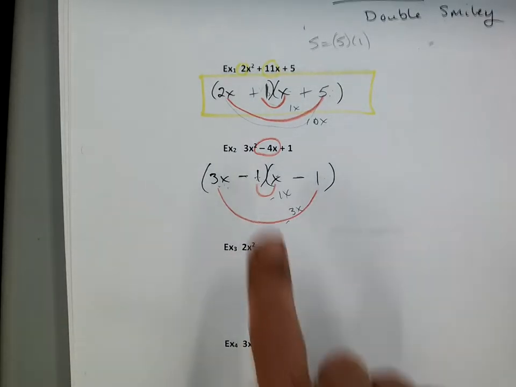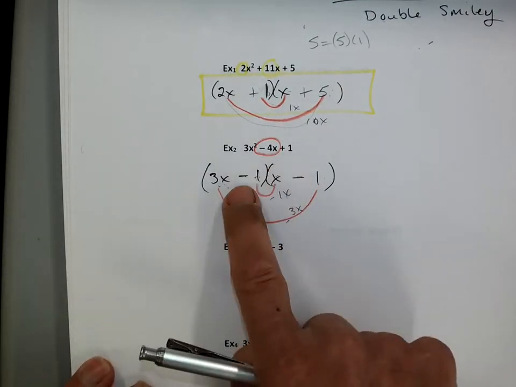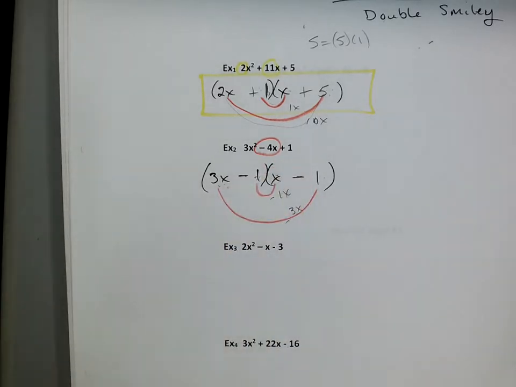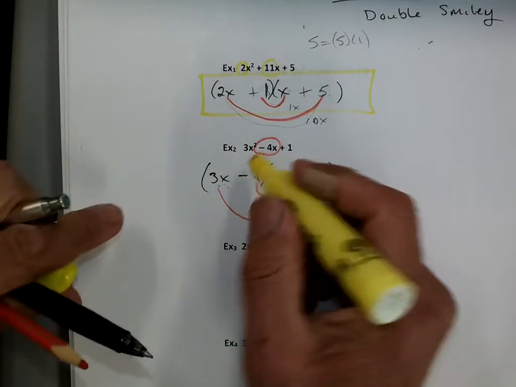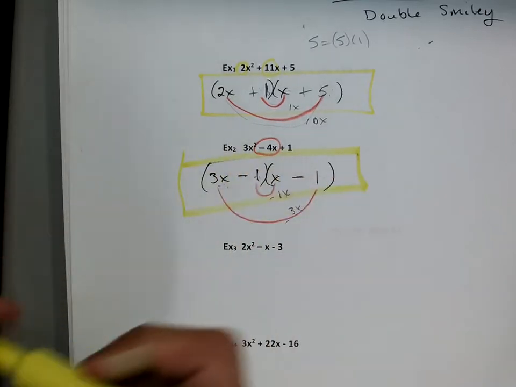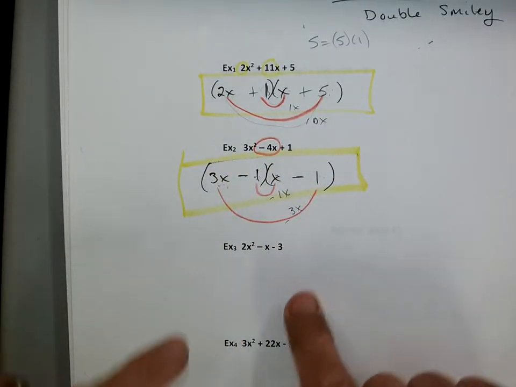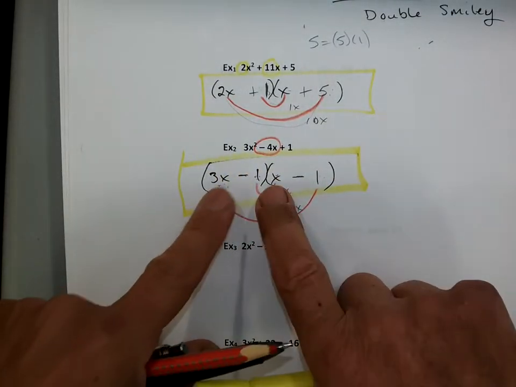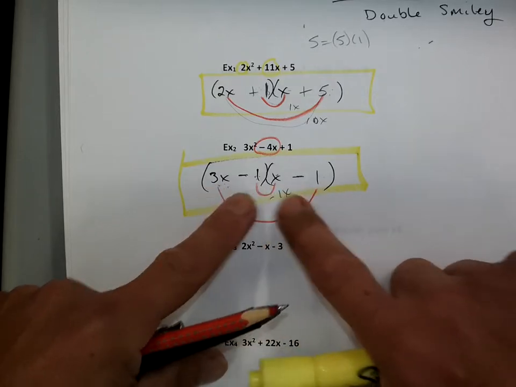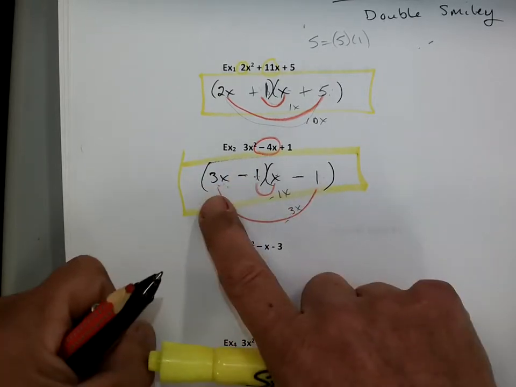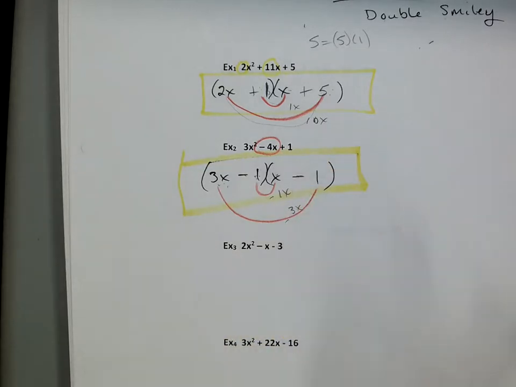And I do know a negative times a negative makes a positive. So a negative 1 times negative 1 makes a positive 1. And that is the answer with my double smiley check. Okay? So again, if you were to multiply 3x squared minus 3x minus 1x plus 1, you get the original polynomial, trinomial.